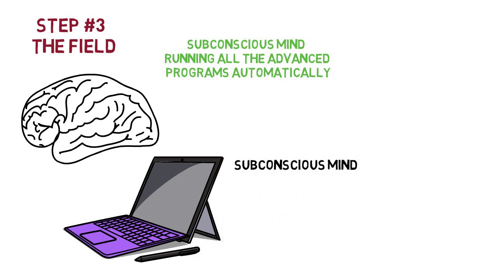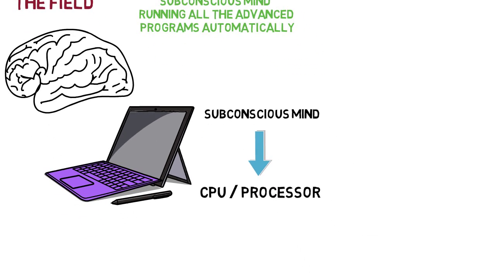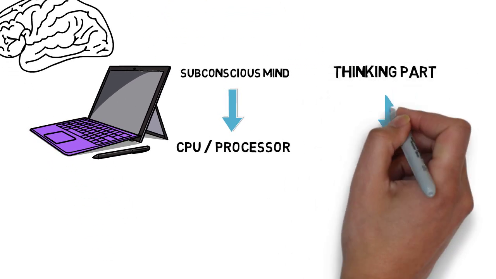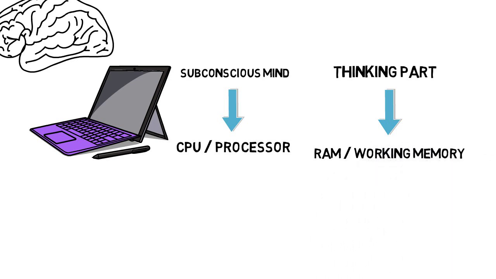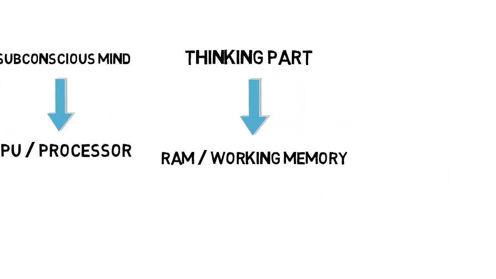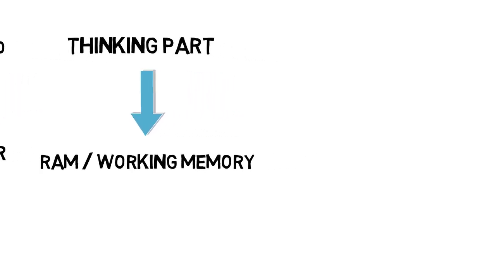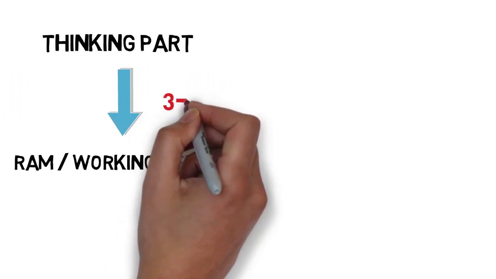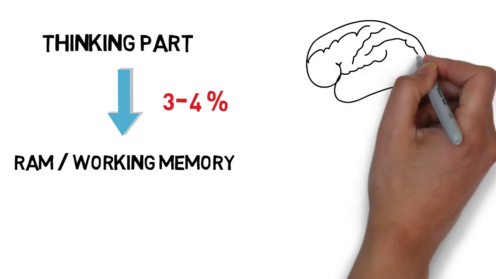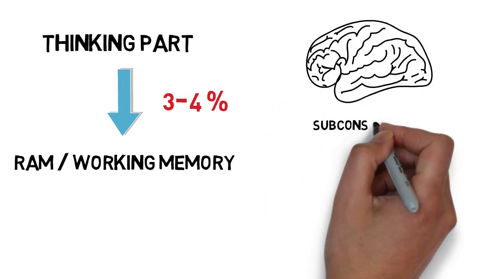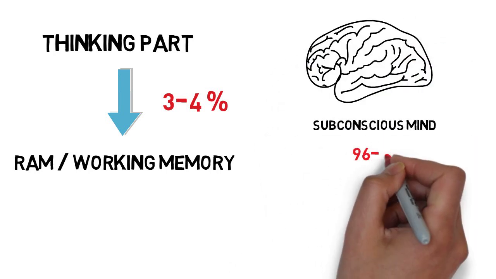Think of your subconscious mind like the CPU or the processor of your computer, while the thinking part that you are doing is like the working memory of the computer. Now, did you know that the real conscious thinking that we are doing is just a tiny part of our mind? Yep, it's just like 3 or 4% or something like that. So this means that the subconscious mind is very powerful and we must respect it.